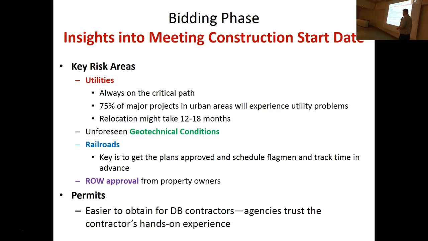And then permits, this is kind of interesting. When the DOT goes out to get the permit, it takes typically longer for them to get the permits. If a design builder goes out to get the permits, they can get it quicker. And the permitting agencies have a better, I guess they call it trust relationship with the contractors because they have more hands-on experience with the actual project itself.